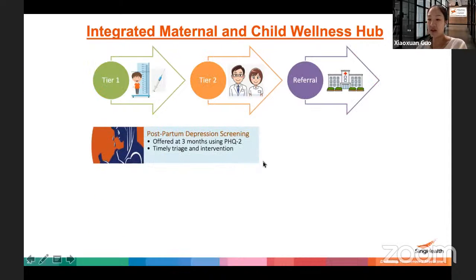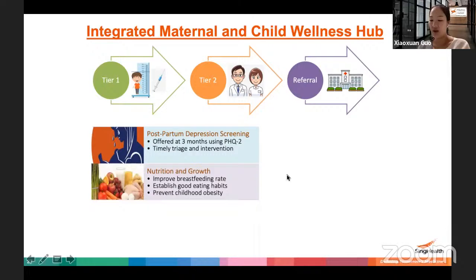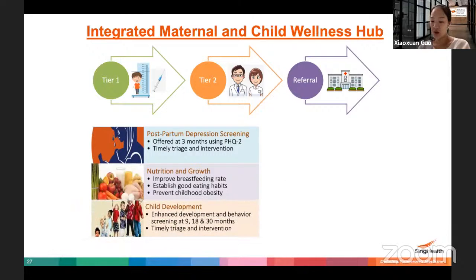There are 3 main focuses at our hub. The first is postpartum depression screening. The second is childhood nutrition and growth. And the third is child development. Apart from upskilling our services to better pick up and manage areas of clinical concern, we also aim to step up engagement and empowerment of caregivers through parenting education and counseling.